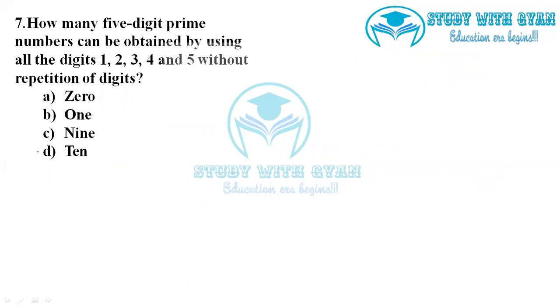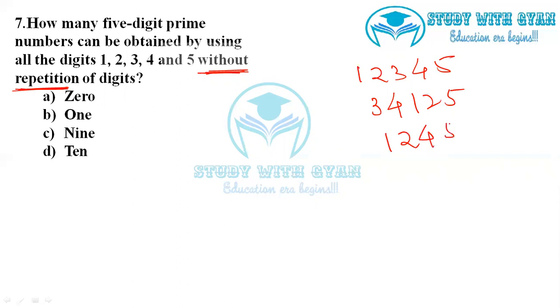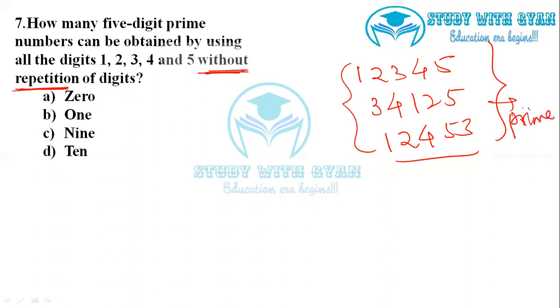After this, question number 7: how many 5-digit prime numbers can be obtained by using all the digits 1, 2, 3, 4, 5 without repetition? Just mind this word, without repetition. You can assume numbers like 3, 4, 1, 2, 5 or 1, 2, 4, 5, 3, these kinds of numbers, and you have to calculate whatever the possible prime numbers are.